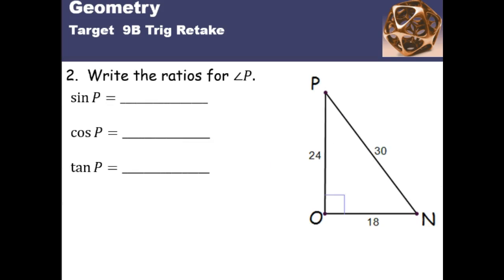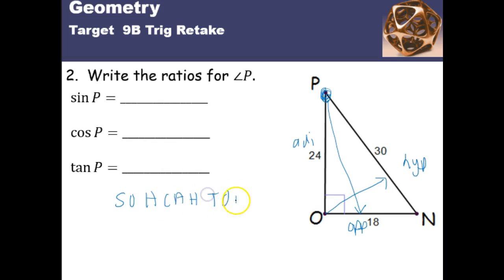Okay, the next problem, number 2. We have to write the ratios for angle P. So again, I'm going to put a dot at angle P. This side is the opposite. Go to the right angle. The side across from the right angle is the hypotenuse. And what's left is the adjacent. And then remember, SOHCAHTOA is spelled this way, and it wants sine first.